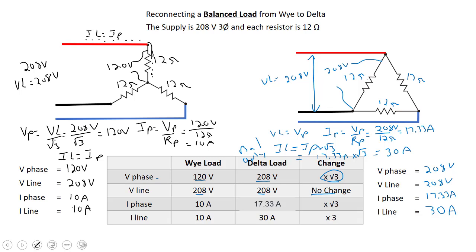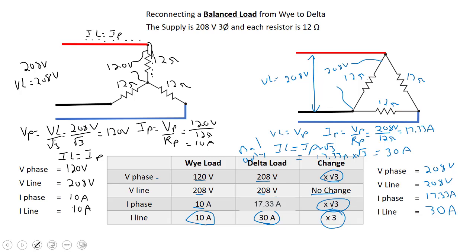The phase current in Y was 10 amps, but because our phase voltage was root 3 higher, our phase current is root 3 higher as well. It came to 17.33, so it's a root 3 difference, times by root 3. The line current in Y was the same as the phase current at 10 amps. But if we look over here on the delta, it's 30 amps. So the difference when we reconnect from Y to delta, the same 3 loads to the same supply, is we would get a line current that's 3 times higher in delta than we would in Y.